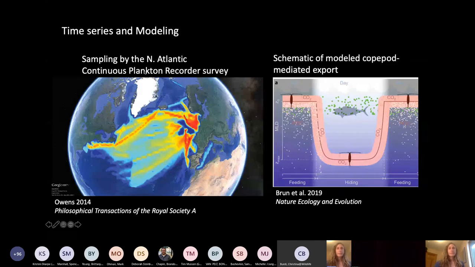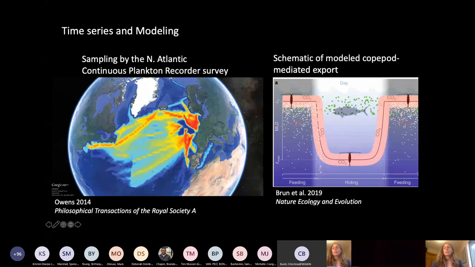With the very little bit of time I have left, I'm going to talk about this modeling paper that was applied to a long time series. So the continuous plankton recorder survey in the North Atlantic has been running since the late 1950s. And so it's one of the longest running large scale zooplankton time series in the world. I would consider it an international treasure. And so the redder the color is on this plot, the more samples we have over time. So these are all the different tracks that have been sampled for many, many decades.